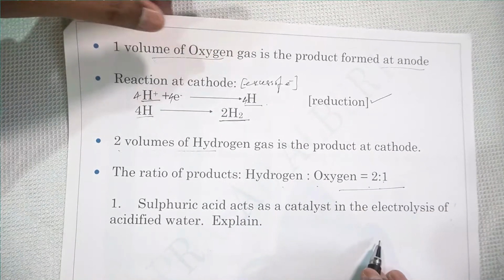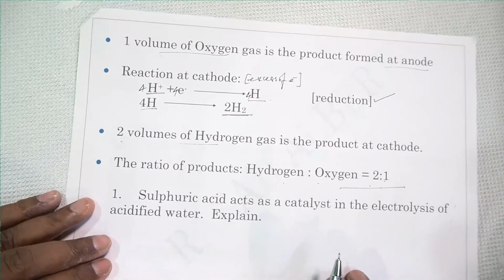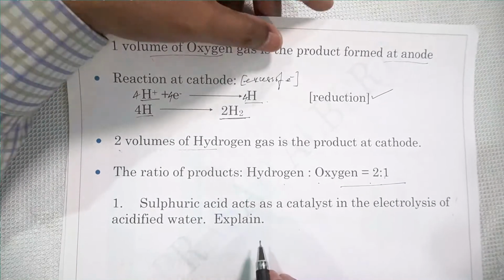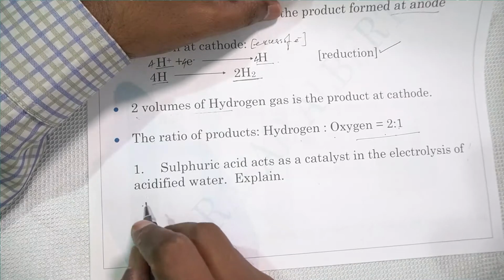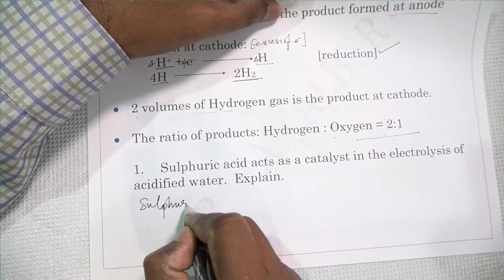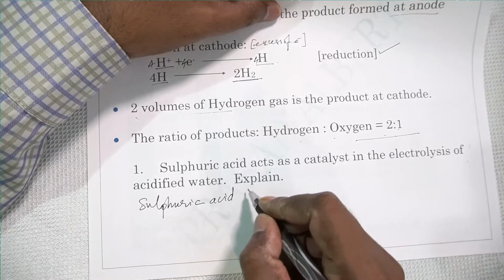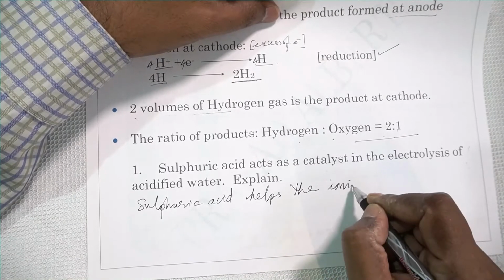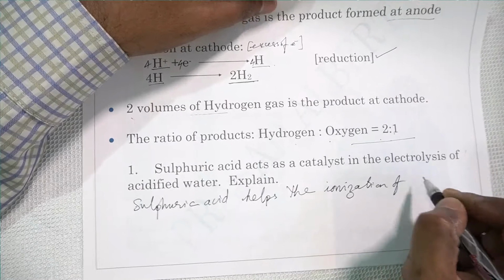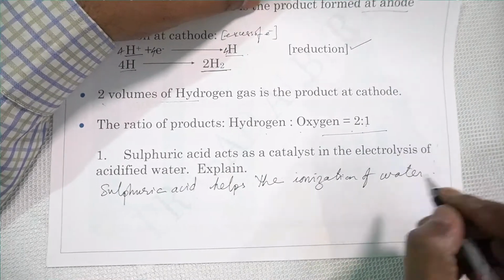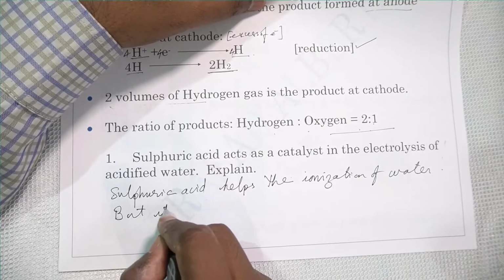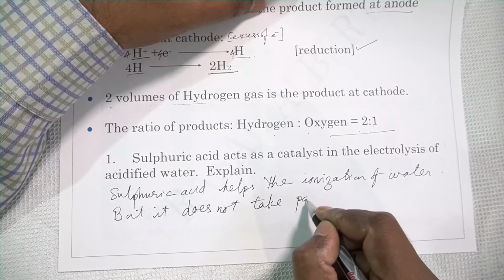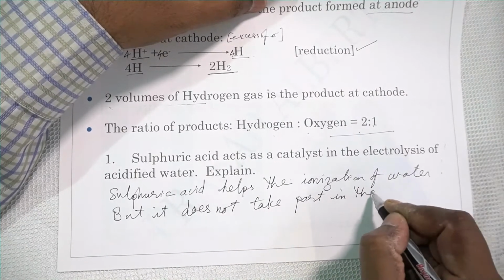Okay. Now the role of sulfuric acid in this reaction. Sulfuric acid acts as a catalyst in the electrolysis of acidified water. How do you explain? Because sulfuric acid helps the ionization of water, but it does not take part in the reaction.